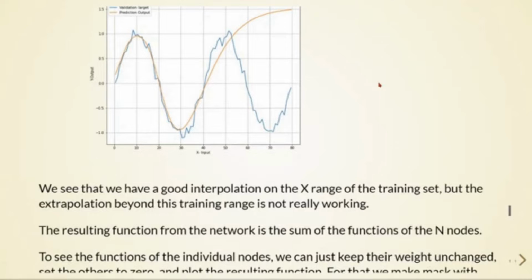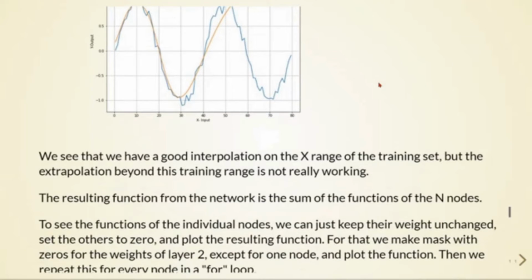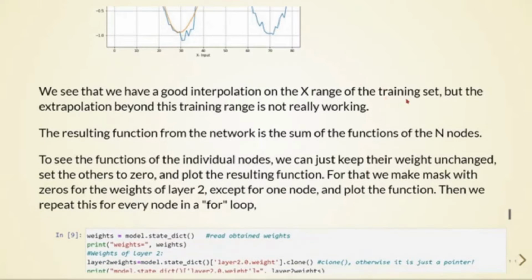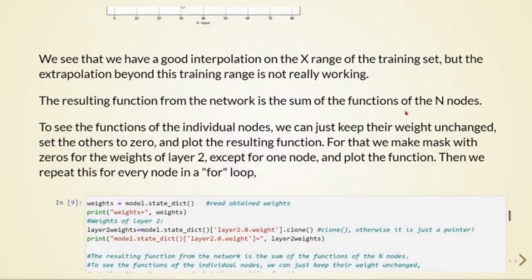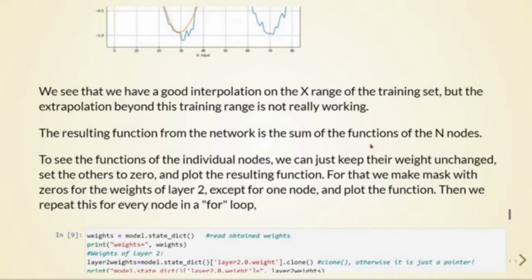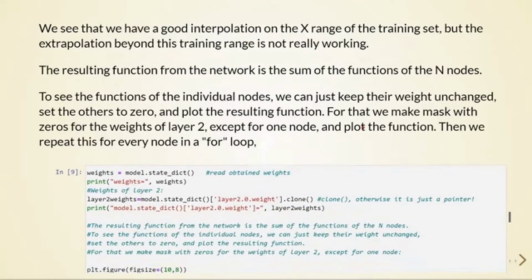The resulting function from the network is the sum of the functions of all the nodes. To see the functions of the individual nodes, we can keep their weight unchanged and set the others to 0 and plot the resulting function. For that, we can mask with zeros the weights of layer 2, except for one node, and then plot the function. We can repeat this for every node in a for loop, and this way we can see the functions of the individual nodes.